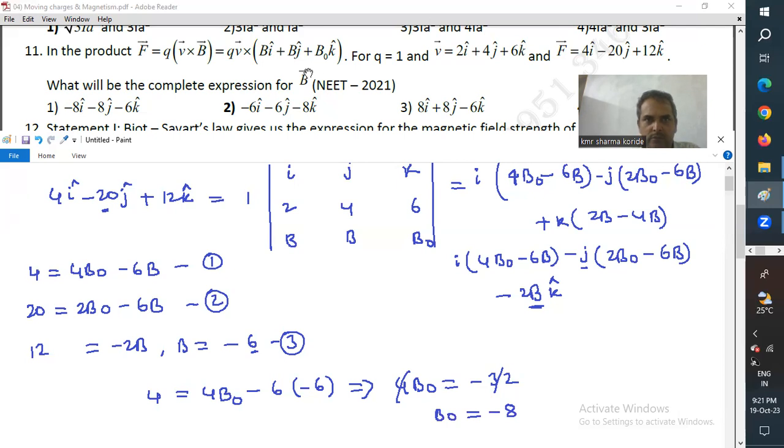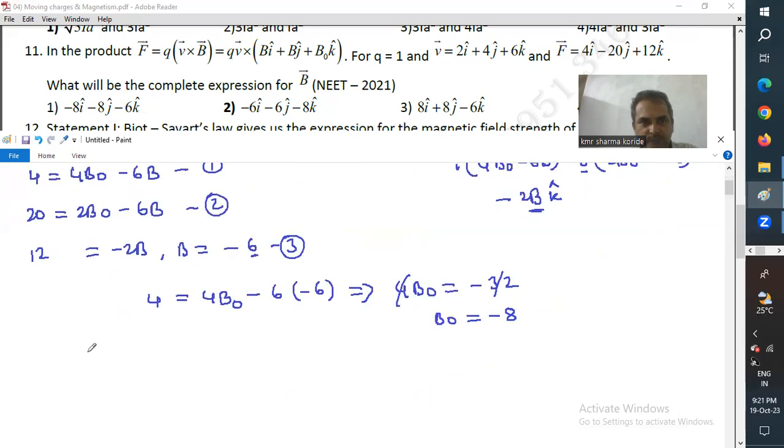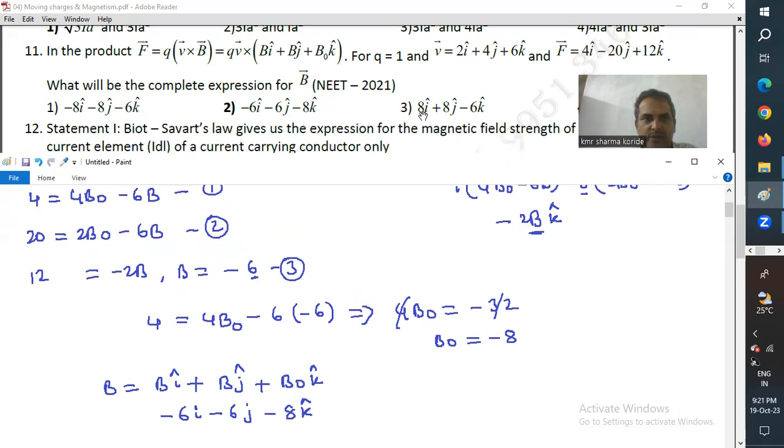So now B has to be written as B I cap, and already you got the value of B, that is minus 6, plus B j cap and B naught k cap. So what is the value of B? B value is minus 6i. Again there is B, so it is minus 6j. B naught is minus 8, so minus 8k. So the second option is correct. Moving to the next question.